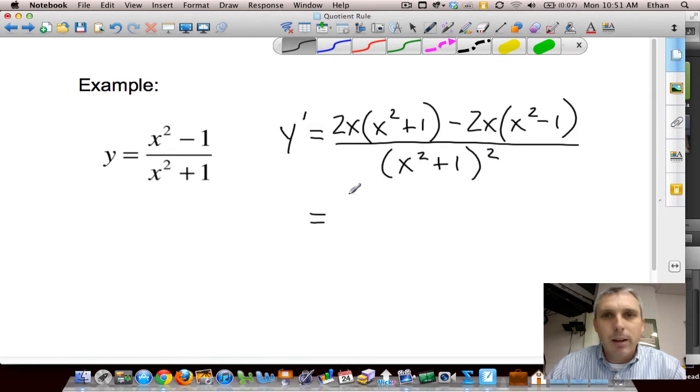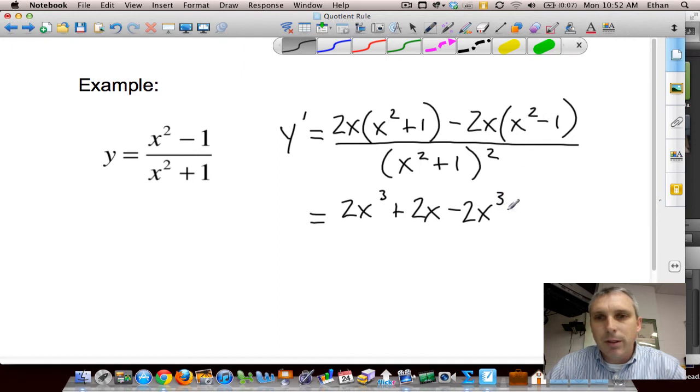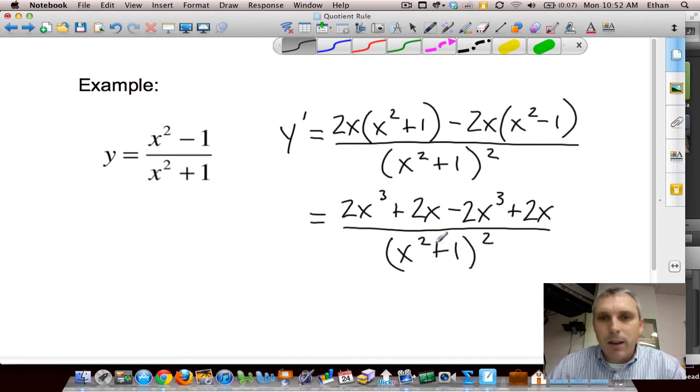Do a little bit of cleaning up here. Looks like I'm going to have a 2x cubed plus 2x minus 2x cubed. Watch your distribution here in the signs, plus 2x over x squared plus 1 squared. And I'm one step away now. Looks like I've got those guys cancel. These combine.